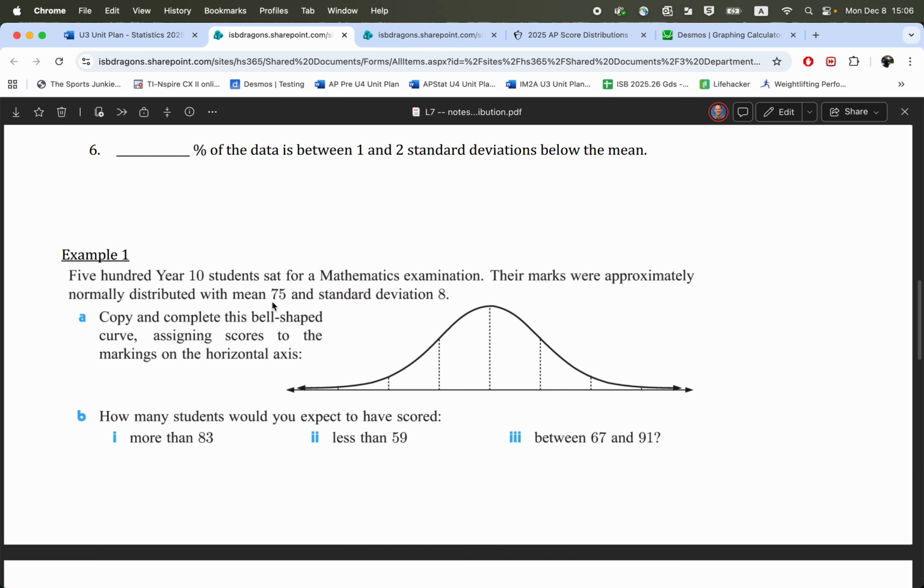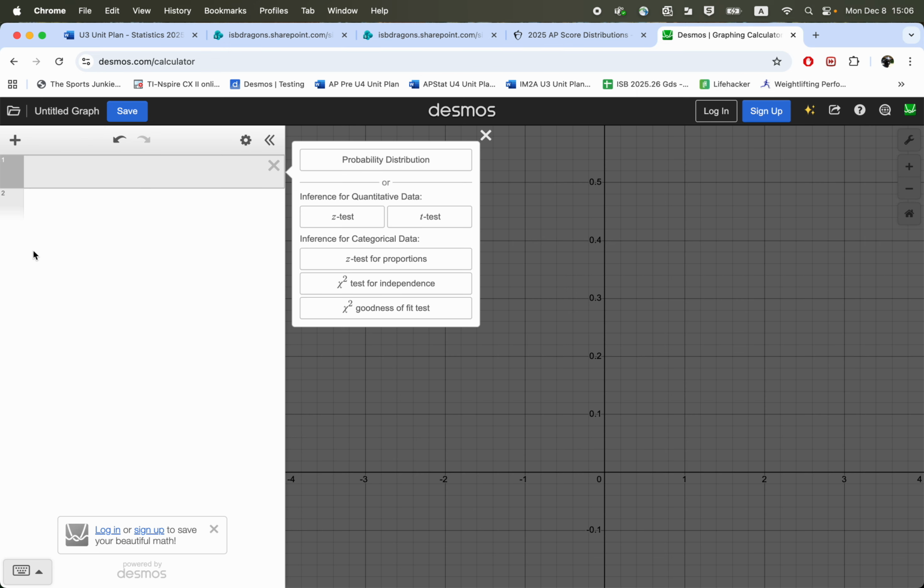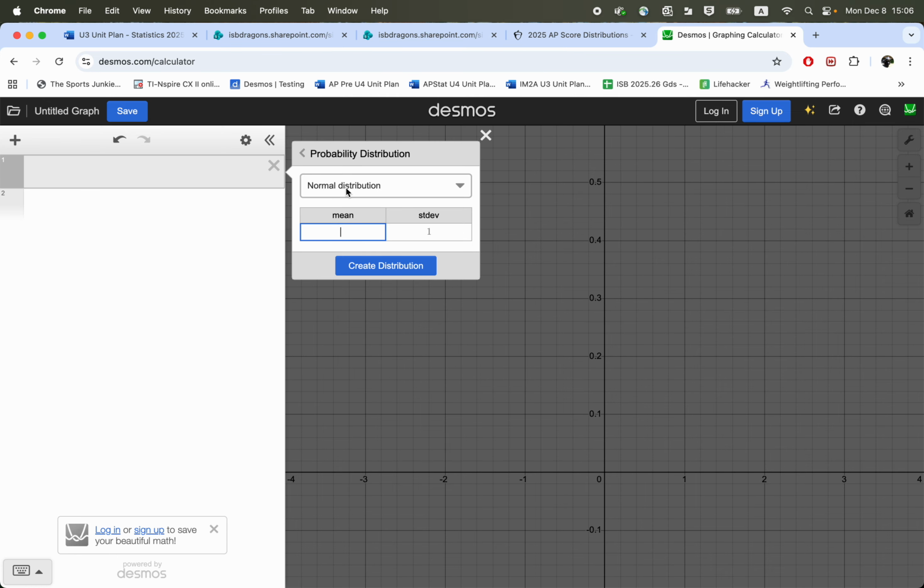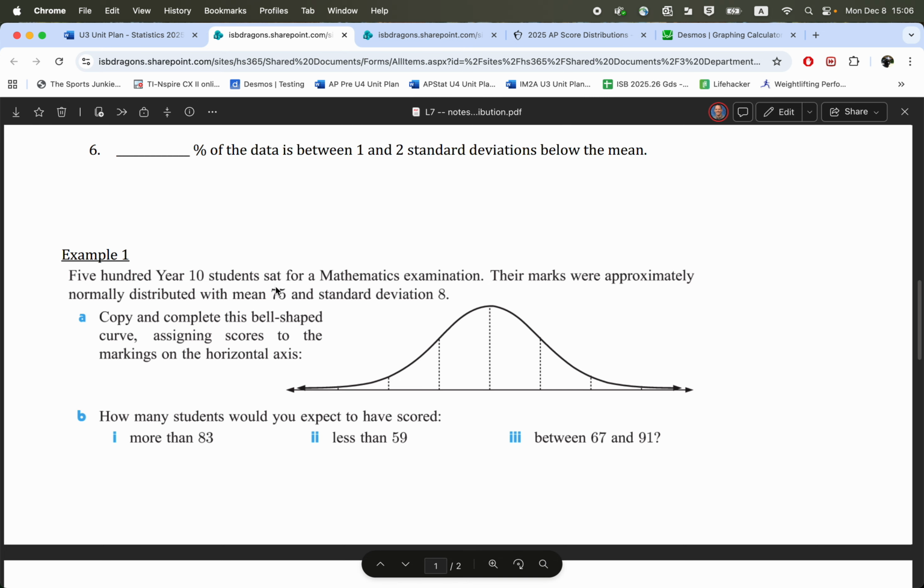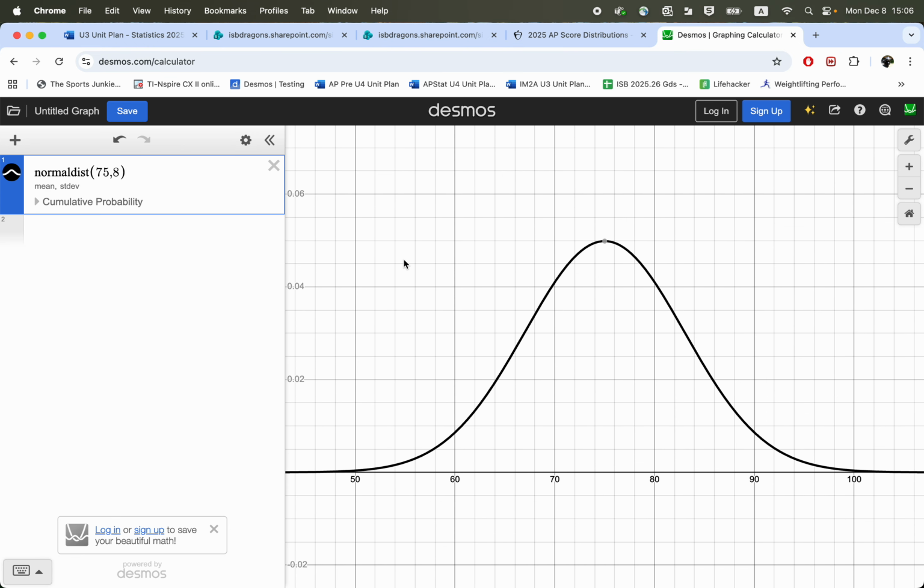So I've got a normal distribution, mean 75, standard deviation 8. So I'm going to put that in Desmos, create that distribution first. The way we can do that is we can click this plus. We're going to choose inference. Okay, we're going to select a probability distribution, and we're going to choose a normal. And the two parameters that we have to input are the mean and the standard deviation. And just to double check, the mean was 75. So I'll put that in. The standard deviation is 8. And then I'll click create distribution.